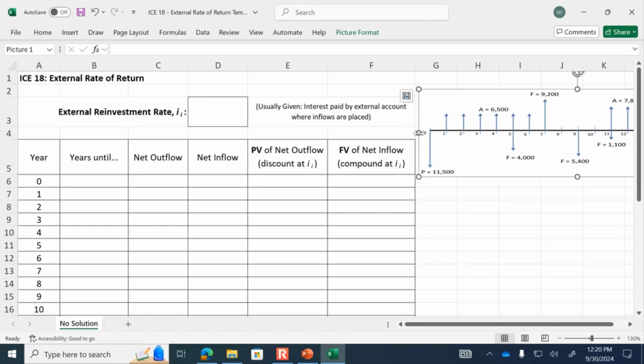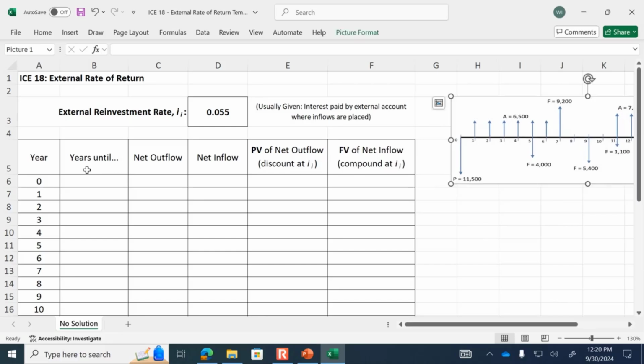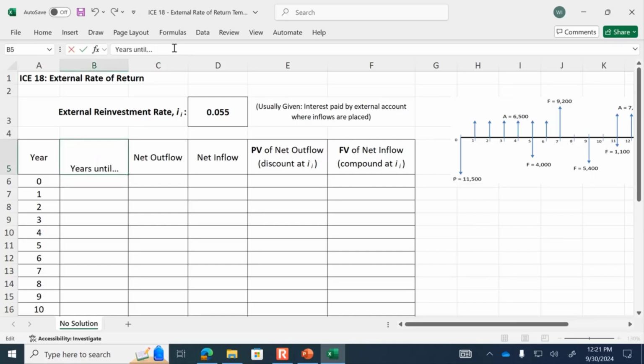Okay, the handout, does it say what our external reinvestment rate is? 5.5%. So here we'll put 0.055 for the external reinvestment rate. Okay, the end of the cash flow diagram is year 13. So we've got that reverse time column because we're going to be taking the inflows to the future. So we'll need to have this years until year 13 column, which equals 13 minus whatever year we're in.